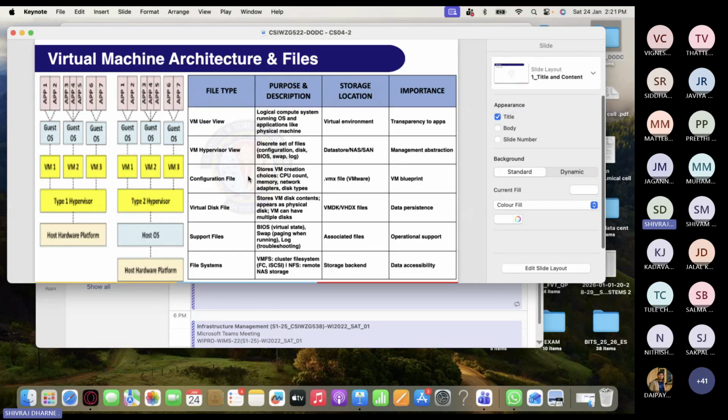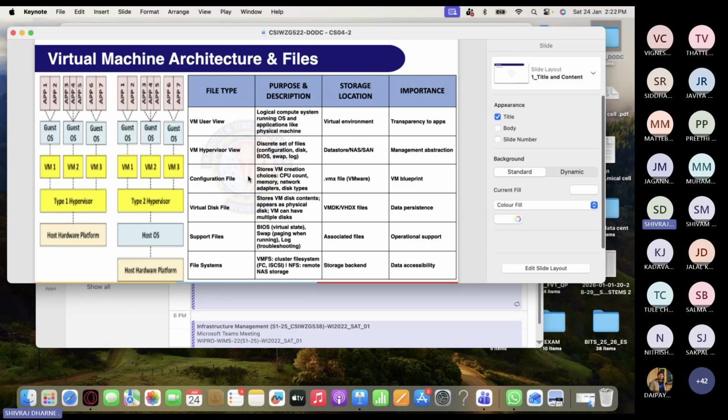What does VM user view mean? It means a logical compute system running an operating system and applications like a physical machine. It is like a physical machine, but it is not a physical machine. It is a virtual machine. Then VM hypervisor view: this is a discrete set of files like configuration, disk, BIOS, swap, log, etc. And the storage location for this is NAS or SAN.